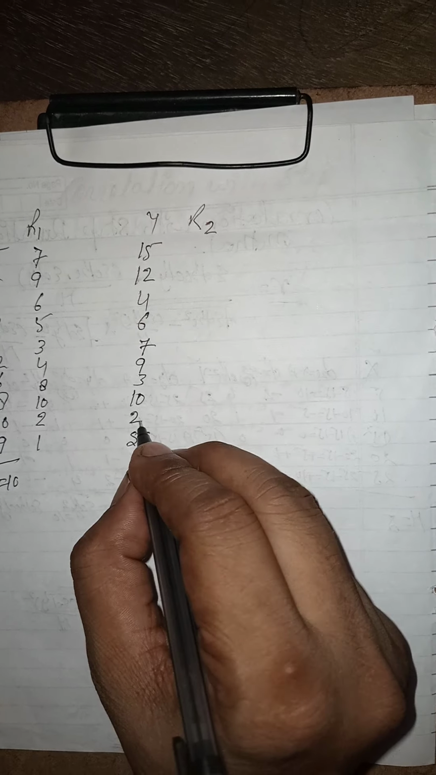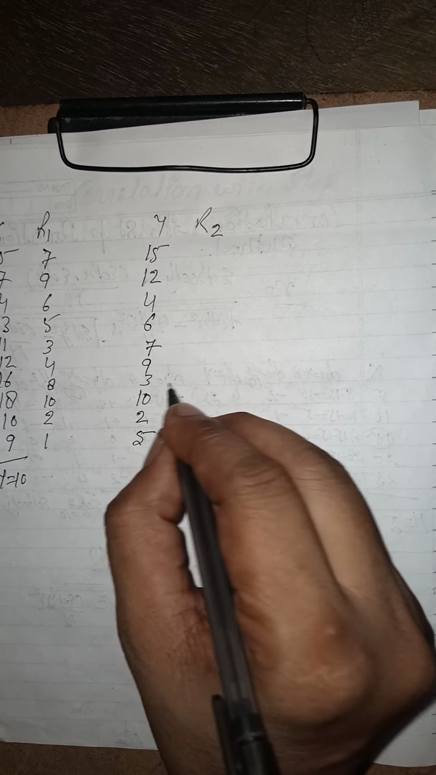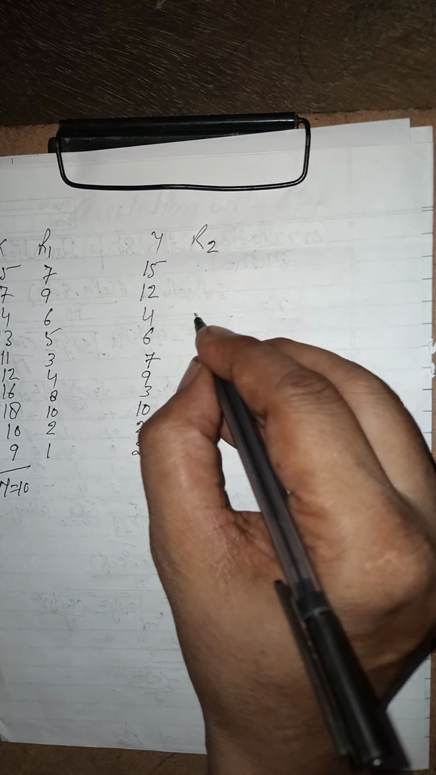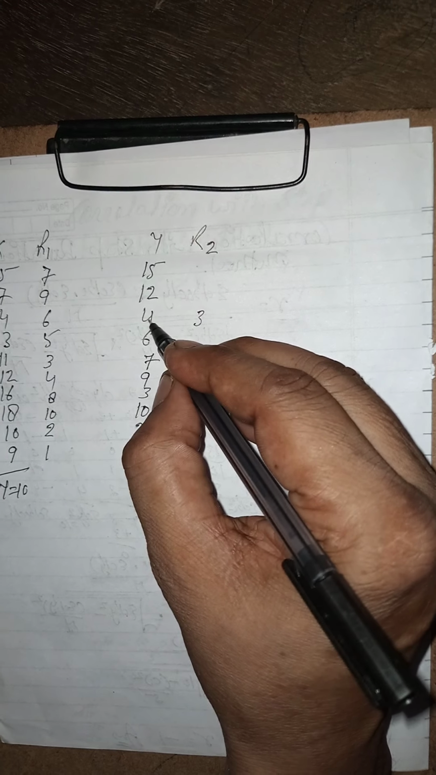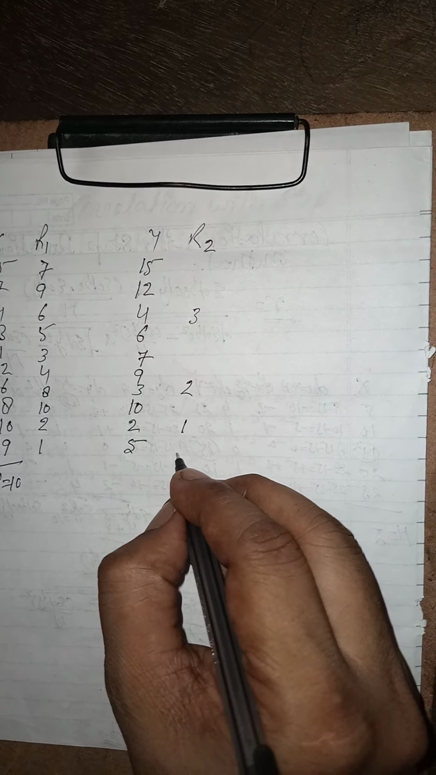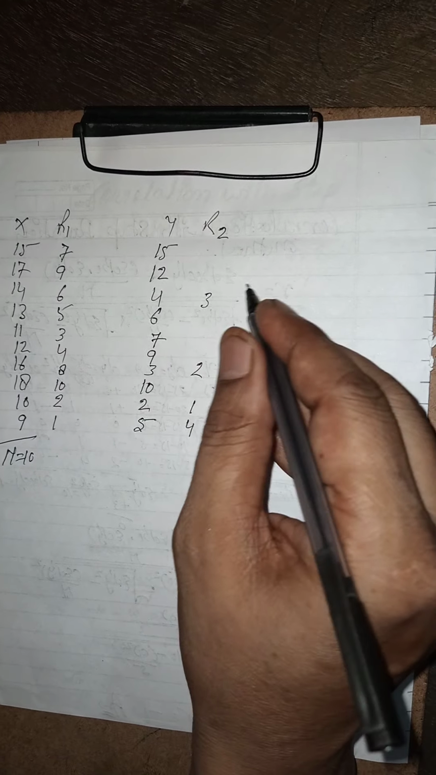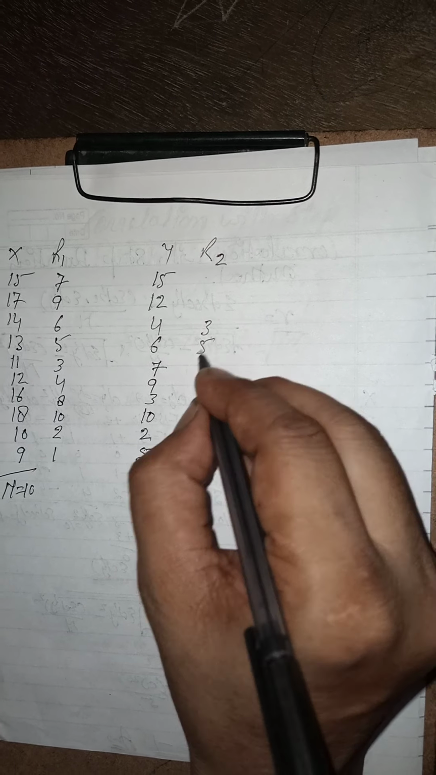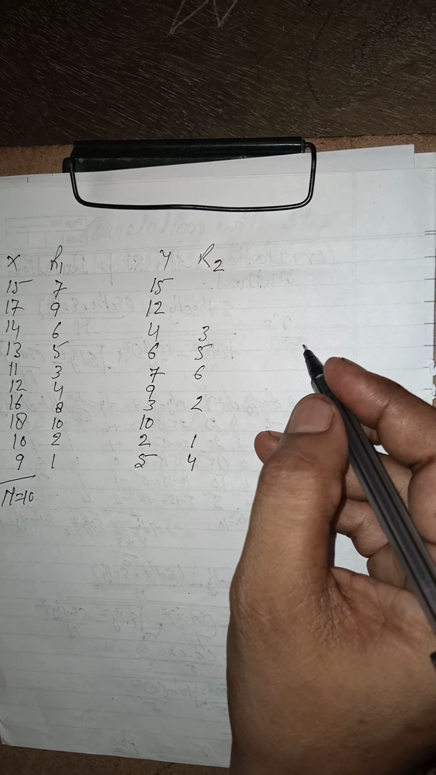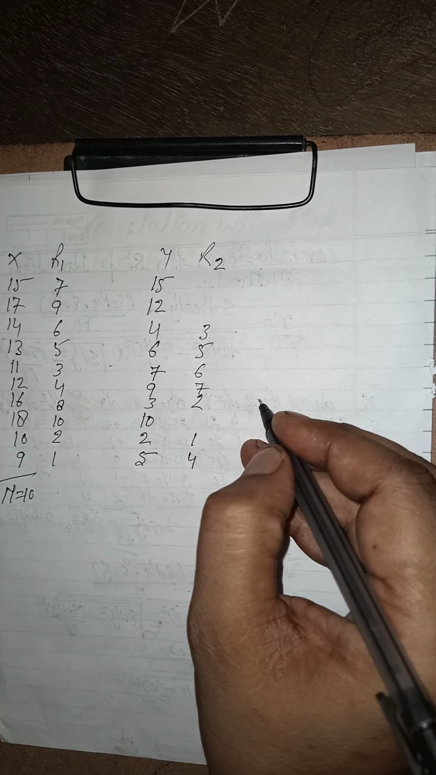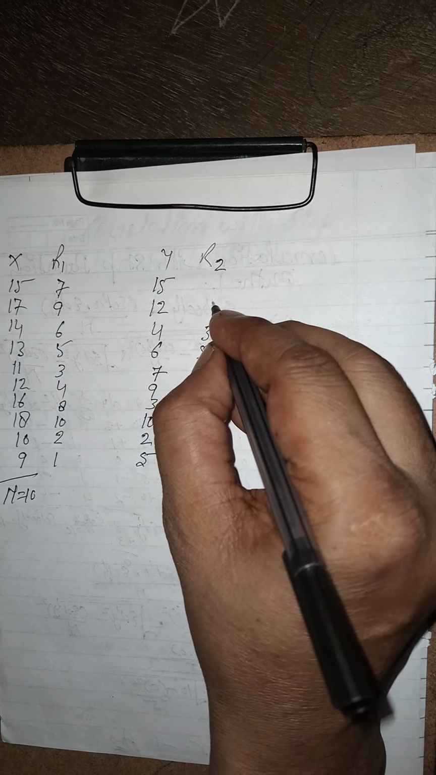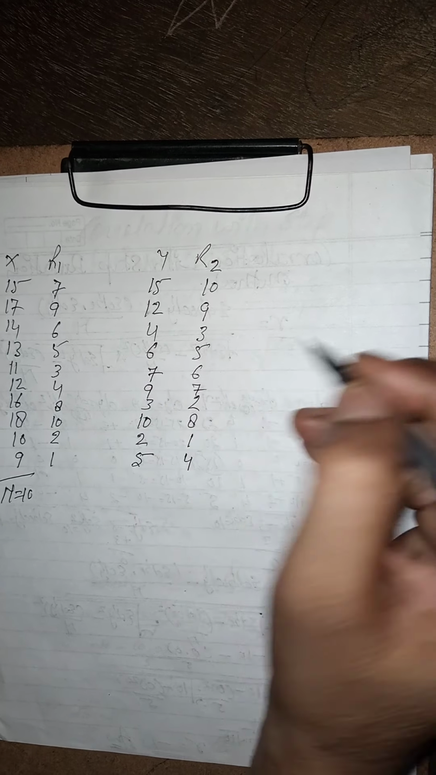In the same way you will give the rank R2 for the Y series. The smallest amount is 2, that's rank 1. 3 is 2, 4 is 3, after 4 comes 5, that's rank 4, 6 is 5, 7 is 6, 9 is 7, 10 is 8, 12 is 9 and 15 is 10.